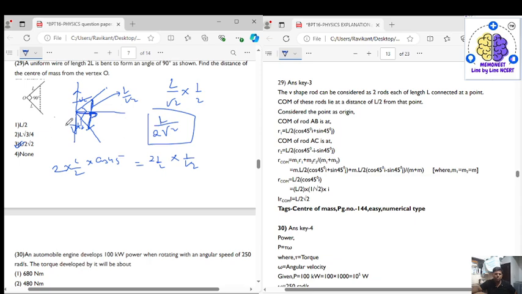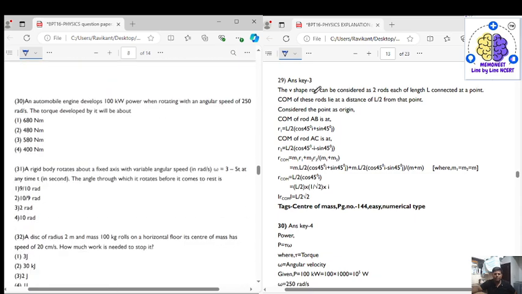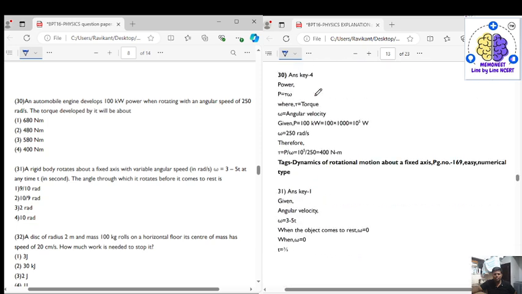So now let's come to question number 30. Question number 30 says that an automobile engine develops a power of 100 kilowatt when rotating with an angular speed of 250 radian per second. So they have given to us power is equals to 100 into 10 to the power of 3 watt, and omega is equals to 250 radian per second. They are asking you torque developed.